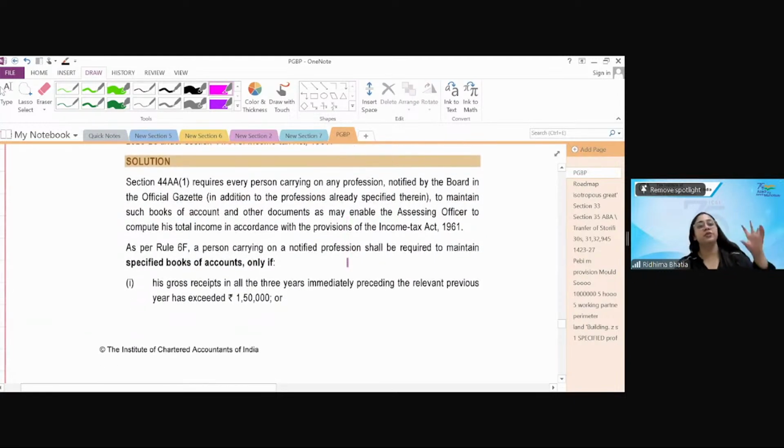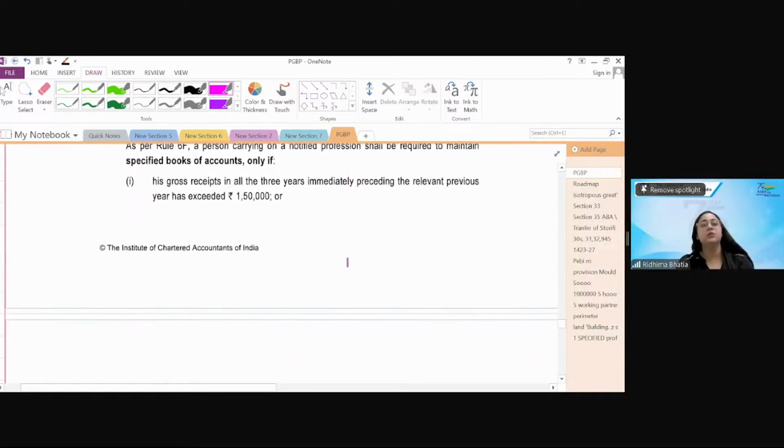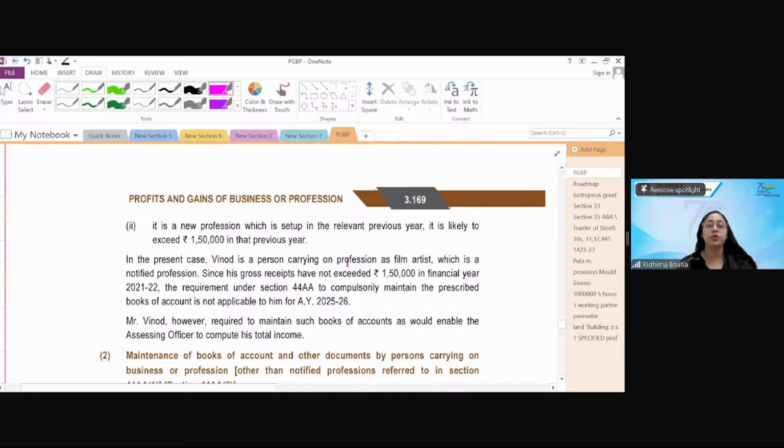But the books listed in Rule 6F are only applicable when you cross the gross receipt mark in all the 3 years. But since in this case you're not crossing that gross receipt mark, you do not have to maintain those books as per 6F. However, you are required to maintain books, but that list is not applicable.